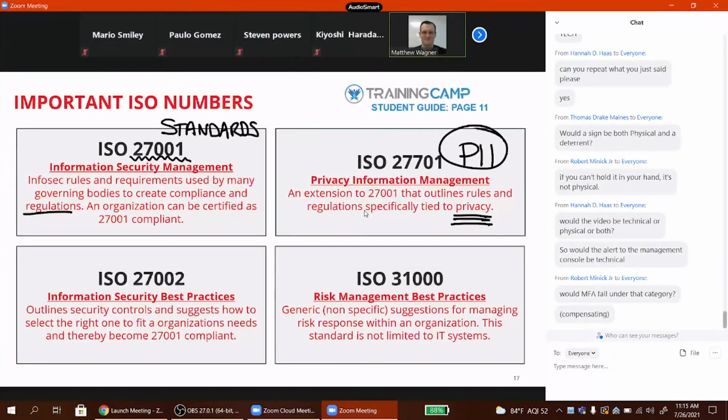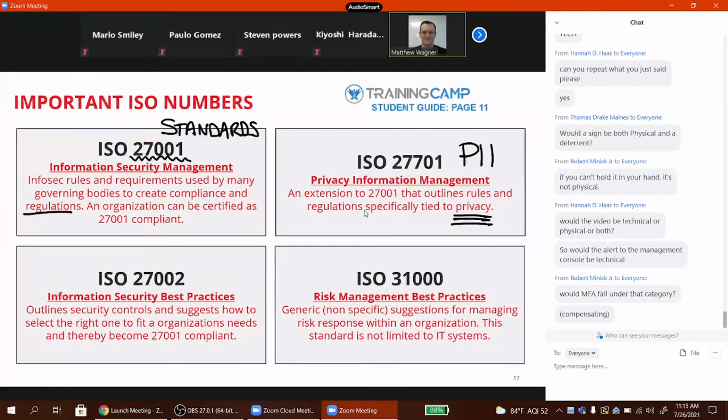Meanwhile, ISO 31000. The whole 31000 range is about risk management. It's not specifically tied to IT. It's about, essentially, the best practices for managing risk within a company or org. Again, not limited to IT. Basically explains what is quantitative risk analysis, what is qualitative risk analysis, and so forth.